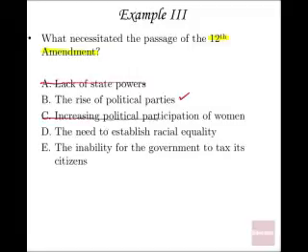Increasing political participation of women. Again, women generally did not have the right to vote here. The need to establish racial equality. Again, the 13th, 14th, and 15th Amendments, maybe that would be a correct answer, but not the 12th Amendment. The inability for the government to tax its citizens. That was the 16th Amendment. So, again, the rise of political parties here.